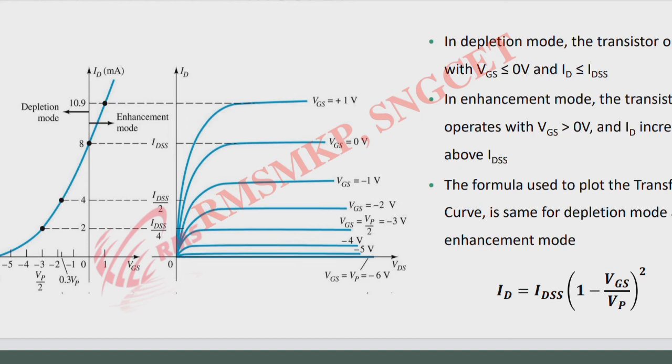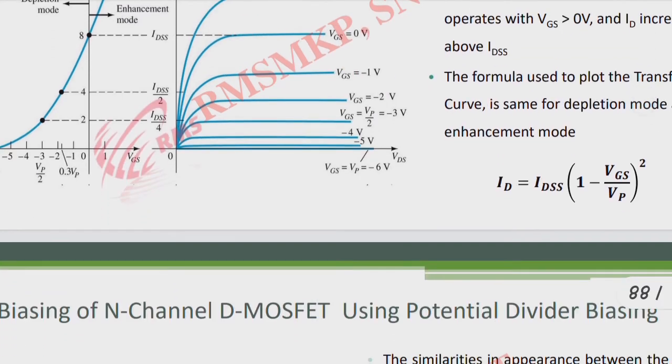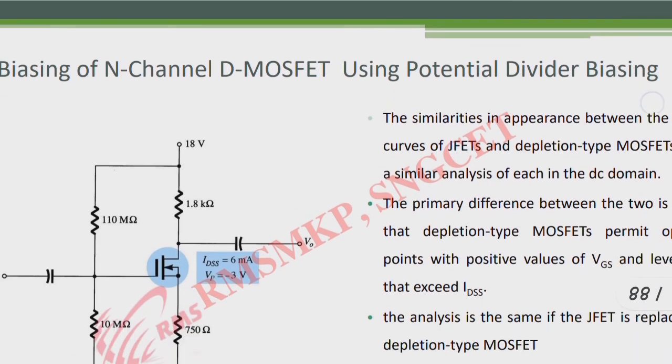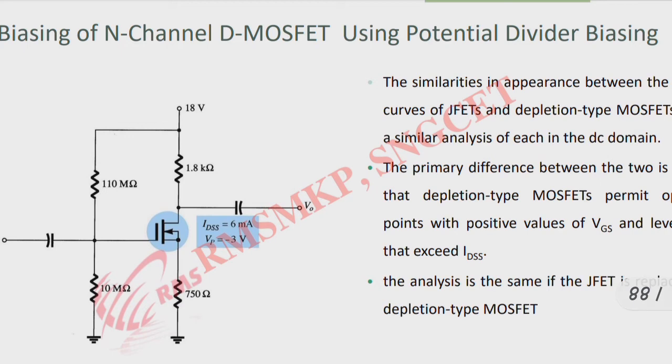The formula used to plot the transfer curve is the same for depletion mode and enhancement mode. ID equal to IDSS into 1 minus VGS by VP, the whole square. Biasing of N-channel MOSFET is done using potential divider biasing.